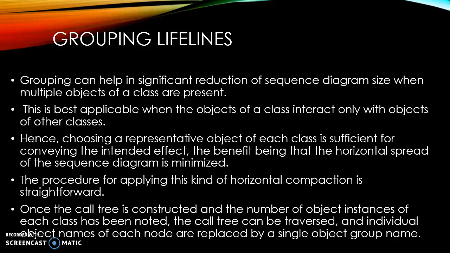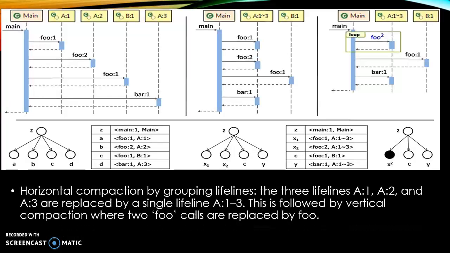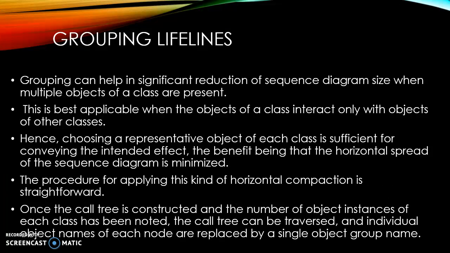Grouping lifelines. Grouping can help significantly reduce sequence diagram size when multiple objects of a class are present. This figure shows the best application, when the objects of a class interact only with the objects of other classes. Hence, choosing a representative object of each class is sufficient for conveying the intended effect. The benefit is that the horizontal spread of the sequence diagram is minimized.